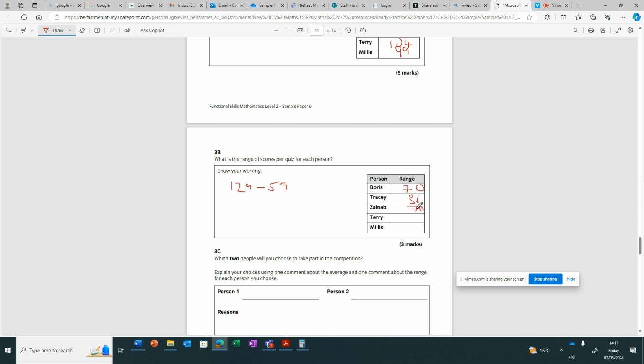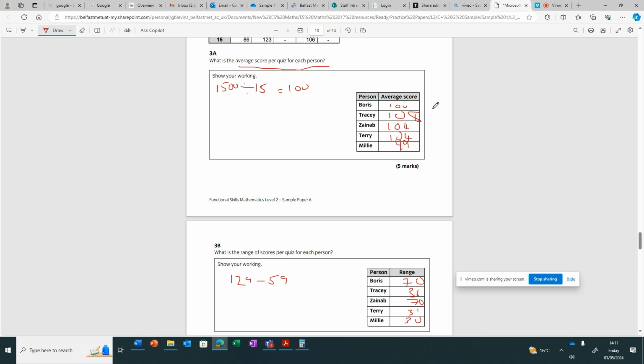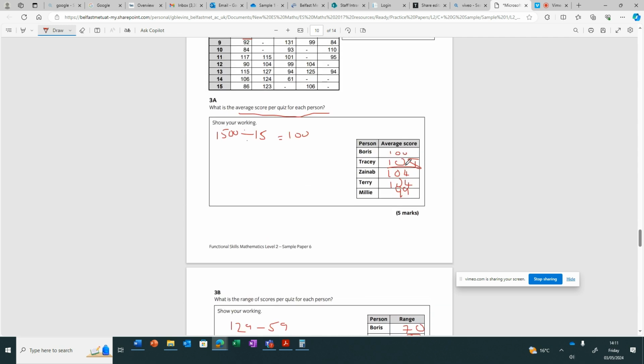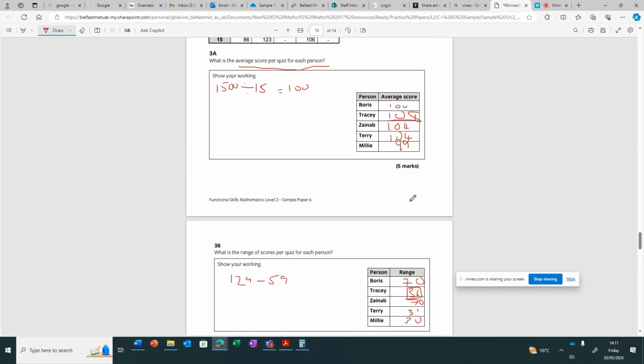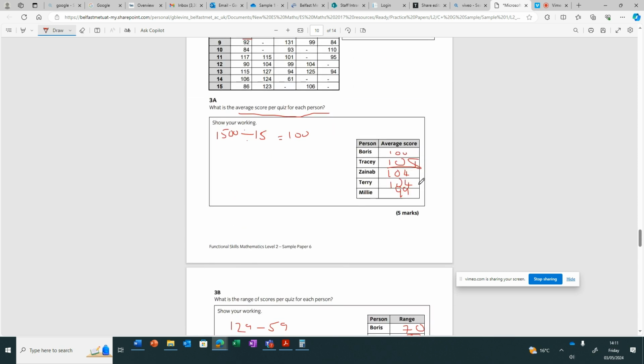Which two people will you choose to take part in the competition? Explain your choices using one comment about the average and one about the range. Well, here that just tells you the person who gets the best score. Well, you'd be thinking Tracy because she has the highest average, and also she has quite a low range. So I would be thinking Tracy certainly. And then who next? Well, Sinab or Terry, by the looks of it. And I'd be thinking Terry.